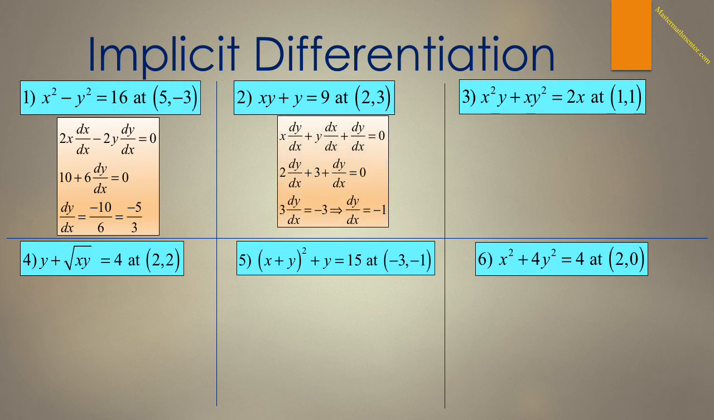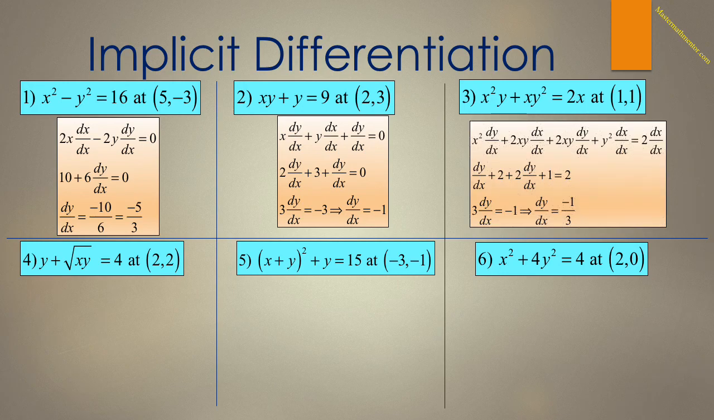Number 2, xy plus y equals 9 at the point (2, 3). We could do this explicitly by factoring out a y and solving for y, but let's just do it implicitly. xy is a product, so we get x dy/dx plus y dx/dx plus dy/dx equals 0. Again, dx/dx is equal to 1, and as we plug in the point (2, 3), we get 2 dy/dx plus 3 plus dy/dx equals 0, and 3 dy/dx equals -3, and therefore dy/dx equals -1.